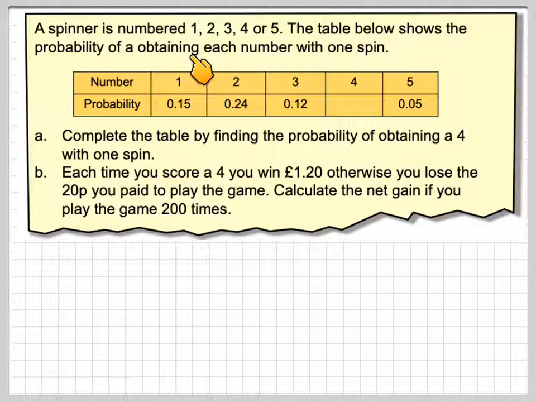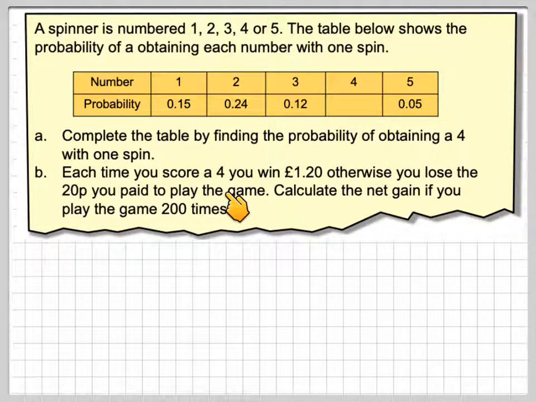A spinner is numbered 1, 2, 3, 4, or 5. The table below shows the probability of obtaining each number with one spin. Number 1, 2, 3, 4, 5. Probability 0.15, 0.24, 0.12, and this one's missing, and 0.05. Complete the table by finding the probability of obtaining 4 with one spin.